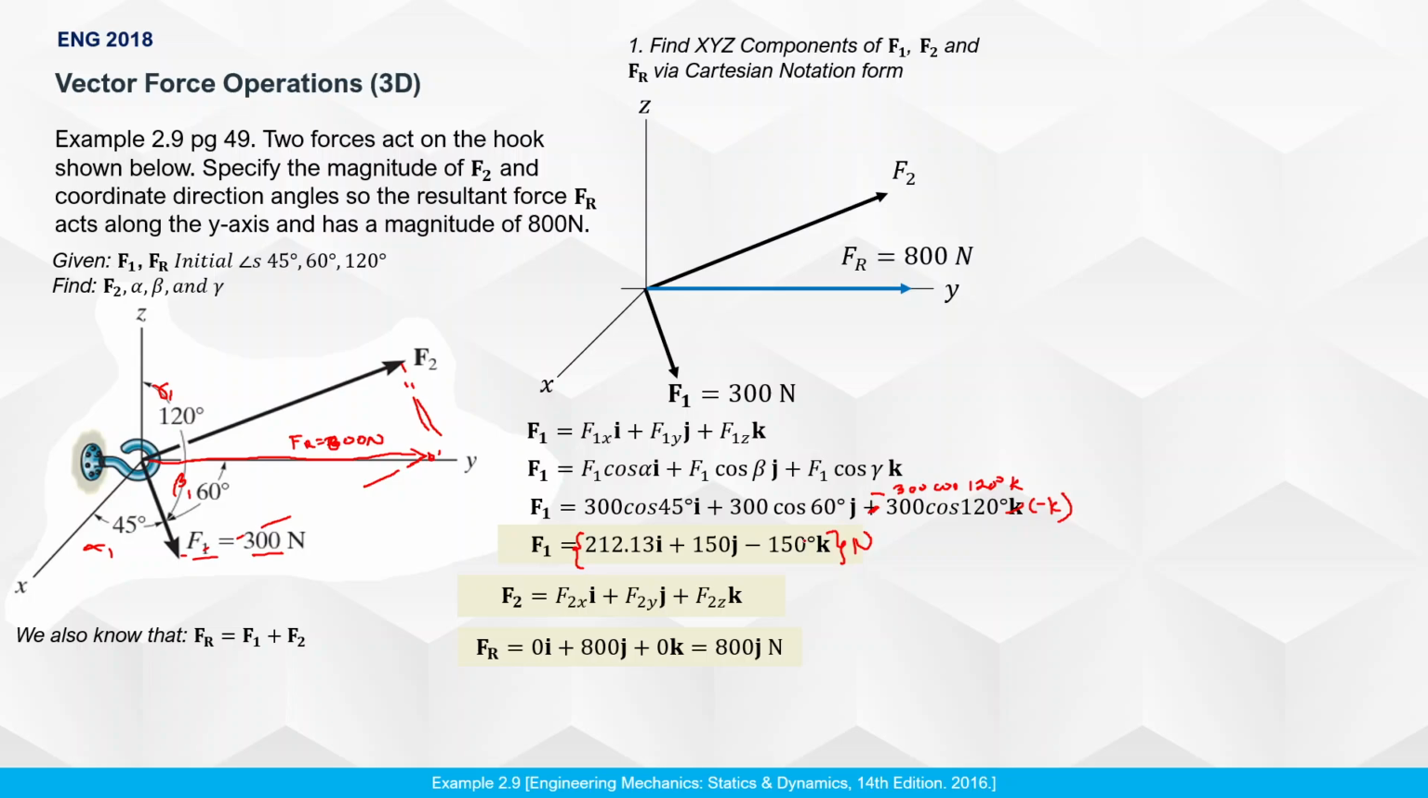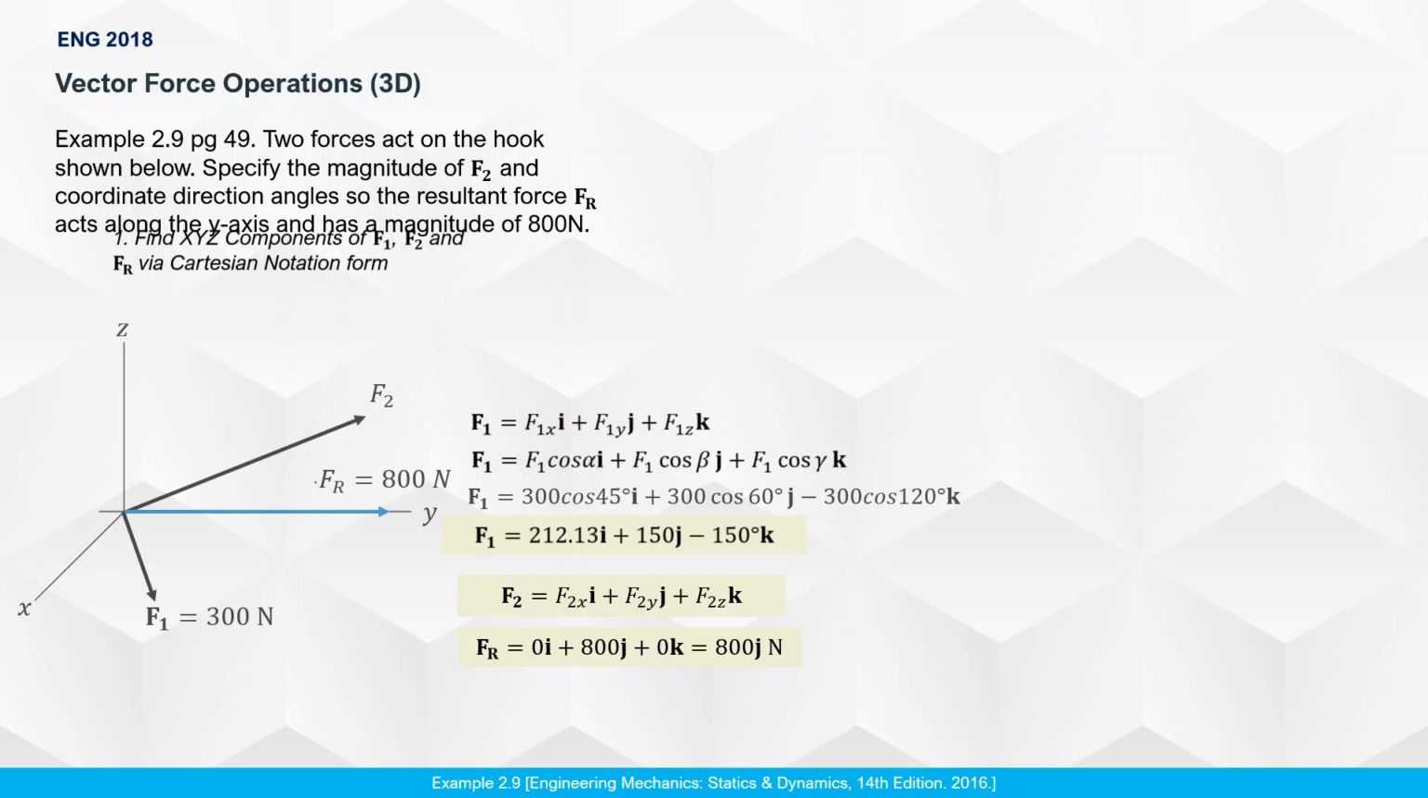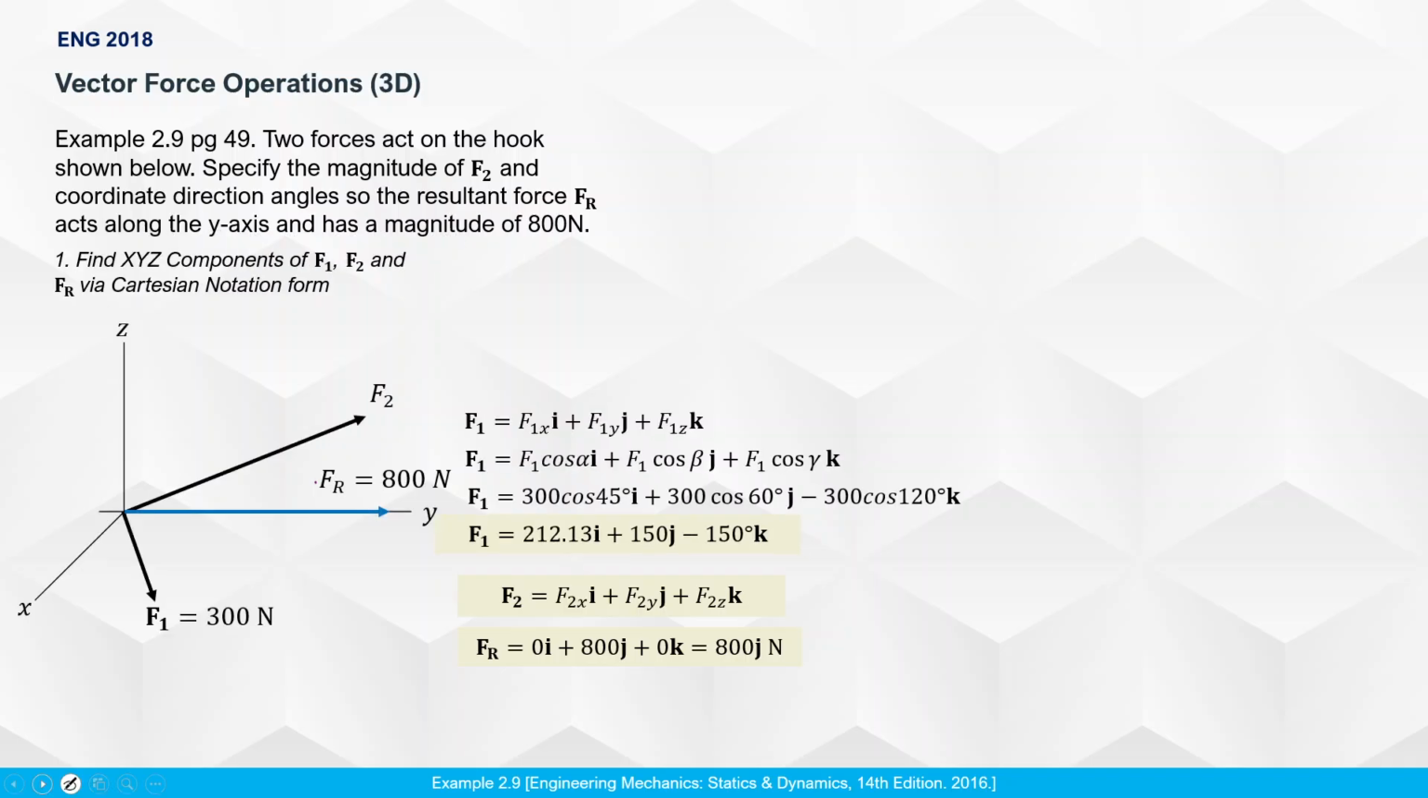Okay? So, all we have to do na lang dito is just get yung difference ng Fr and ng F1. Okay? We use yung formula na yun. And we substitute them accordingly. And then we get yung unknown ng F2. So, we just subtract them and we will get the following components ng force 2.